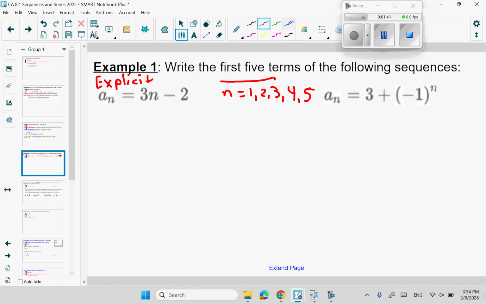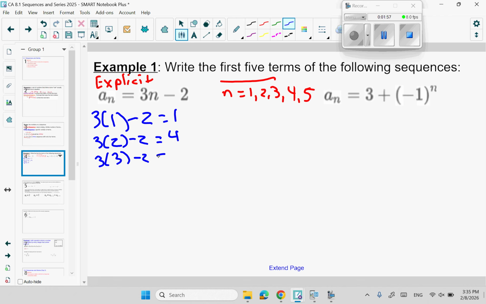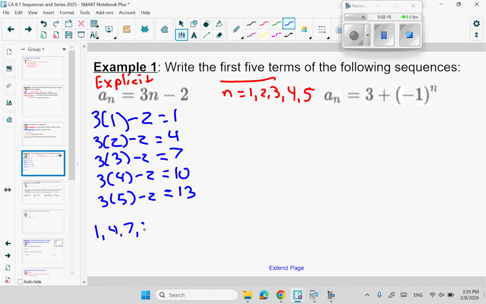If I plug in 1, 3 times 1 minus 2, 3 times 1 is 3, minus 2 is 1, and I can plug in 2. 3 times 2 is 6, minus 2 is 4. 3 times 3 is 9, minus 2 is 7. 3 times 4 is 12, minus 2 is 10. 3 times 5 is 15, minus 2 is 13. So I would say 1, 4, 7, 10, and 13 are my first 5 terms.